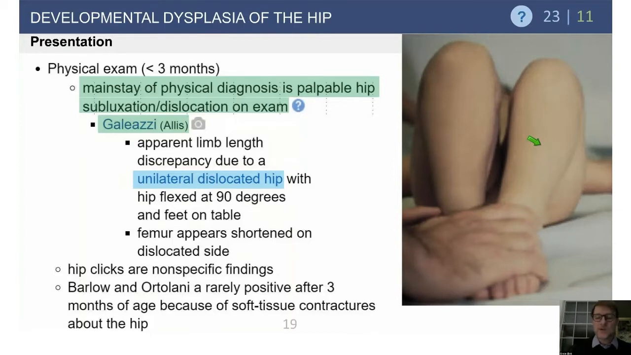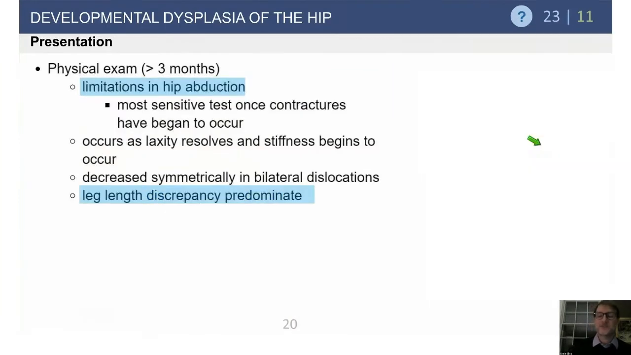And I think the hardest one to find are the ones that are both out that you can't reduce, because you don't have a Galeazzi sign. So in general, both hips will be the same length and you can't reduce them. So that's the teratologic hip that can often be missed.